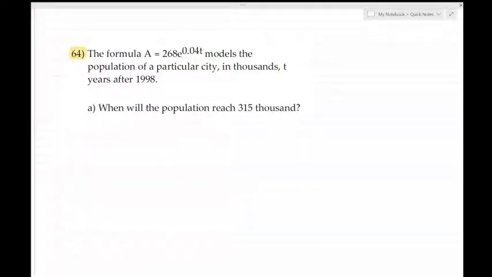Number 64. The formula A equals 268 times e to the power 0.04 times t models the population of a particular city in thousands, and t is the number of years after 1998. So the first question is saying, when will the population reach 315,000? So when will A equal 315,000?